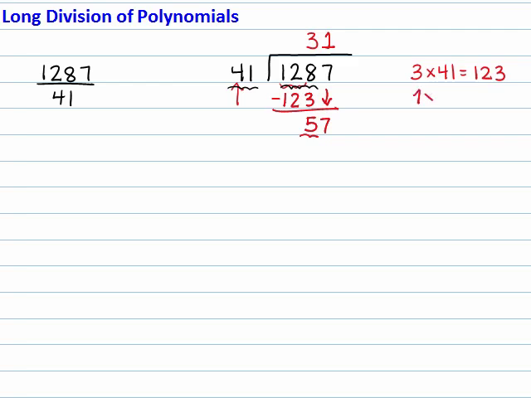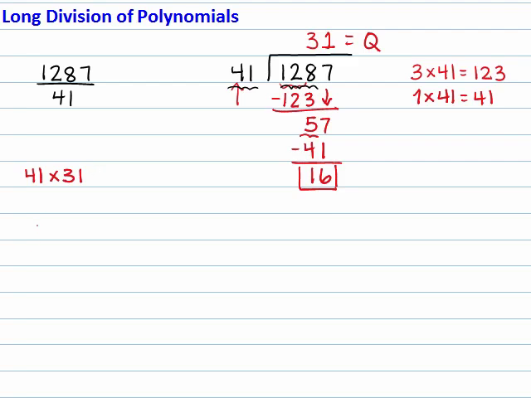I'm gonna multiply 1 times 41. It's gonna give me 41. I will subtract the 41 from the 57. I will get 16, and that will be the remainder. The quotient is 31. To check if I did the division correctly, I will multiply 41 times 31.